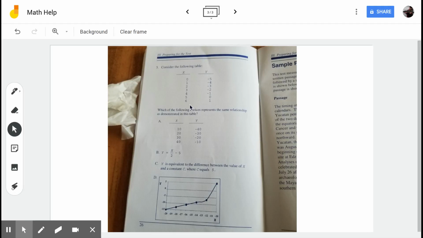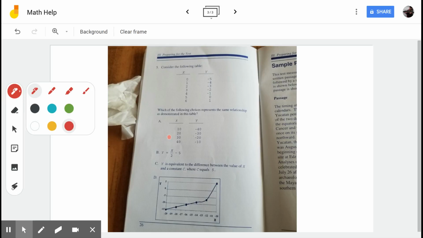All right, so the reason that I did that, it asks, which of the choices demonstrates the relationship in this table. So if I look at option A, 10 minus 5 is not -40, so we can automatically just go ahead and cross that one off.